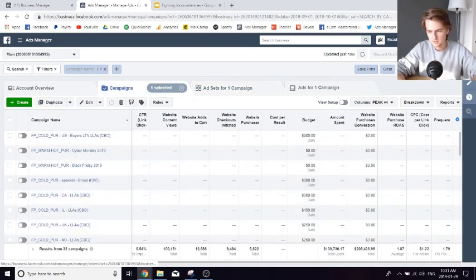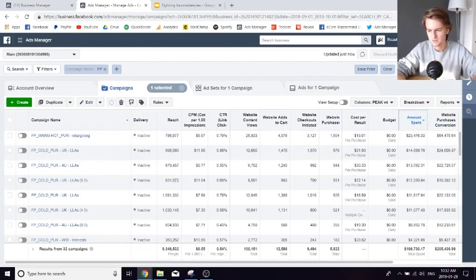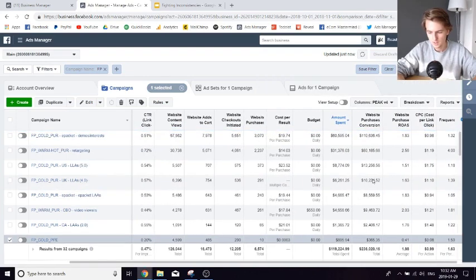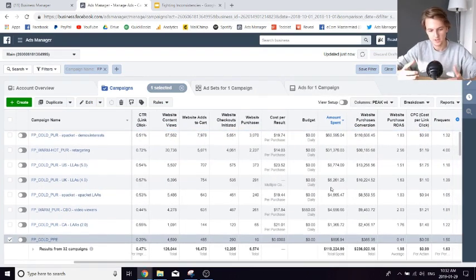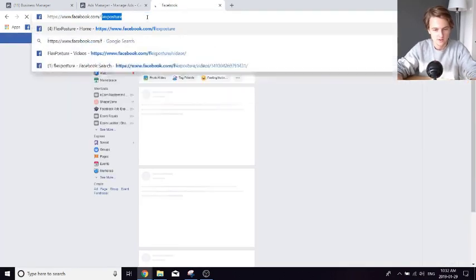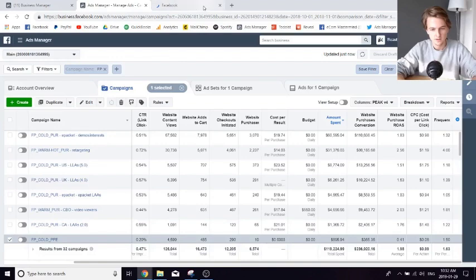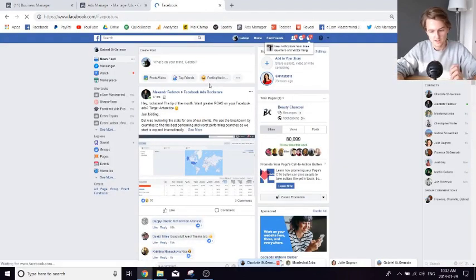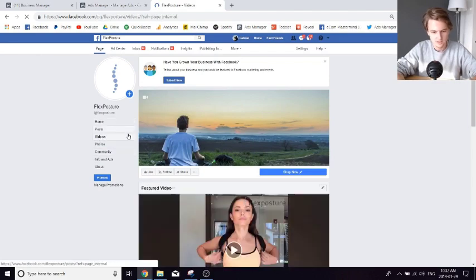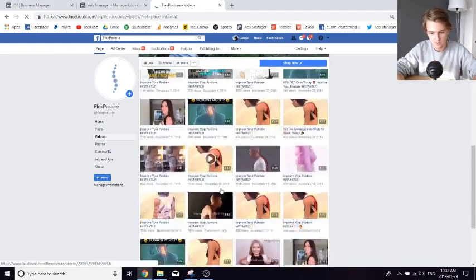Now let's go to the next month and see what happened. So if I sort by amount spent again, so if we go to October, you can see that in October I recovered again. So how did I recover again? Well, I know exactly what happened. So what happened is I found that new ad that I was telling you about. So if I go to Facebook/Flex Posture, I found a new ad that was extremely profitable, which is this one right here.